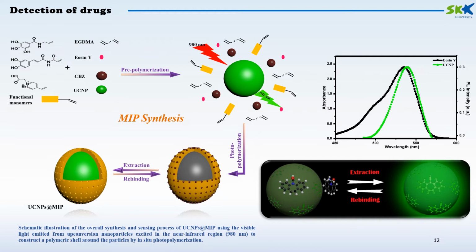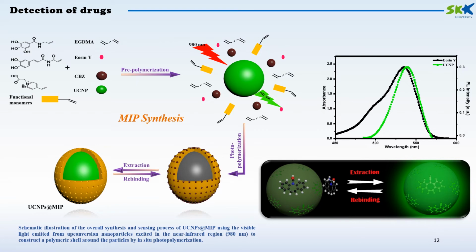We have also AZNY here as a photoinitiator, ethylene glycol dimethyl acrylate as the crosslinker. Once the upconversion nanoparticles are excited by the 980 nanometer laser, they emit green light, which overlaps with the absorbance of the AZNY according to this figure. Then the AZNY, excited by that emitted light, can start to induce the polymerization around it. So we can reach a thin layer of the MIP containing the carbamazepine.